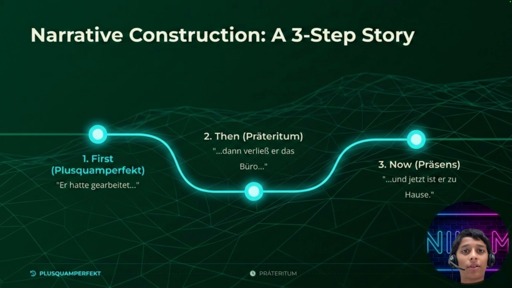Let's zoom back out and see the full picture in a mini three-step story, tying together everything we have covered. First, Plusquamperfekt: er hatte gearbeitet. He had worked. Then Präteritum: dann verließ er das Büro. Then he left the office. Now Präsens: und jetzt ist er zu Hause. And now he is home.